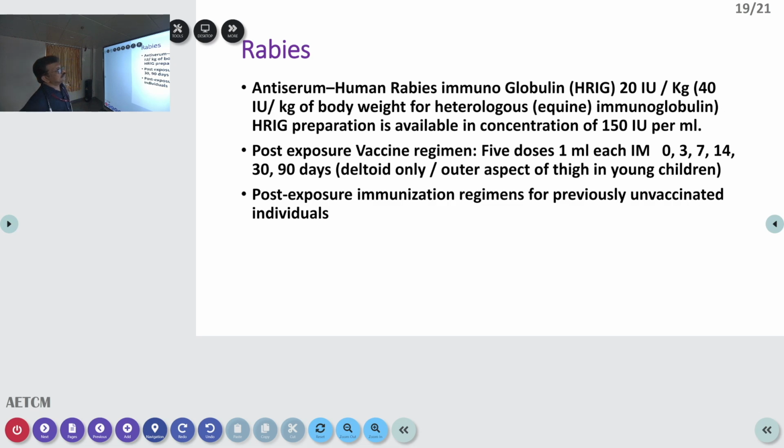But if there is exposure for suspected rabies infection, you can give human rabies immunoglobulin, HRIG, 20 international units per kg. Post exposure vaccine regimen is 5 doses, 1 ml each IM, on day 0, that is the first day, then 3, 7, 14, 30, 90 days. It should be given in the deltoid. This is the post exposure immunization regimen for a previously unvaccinated individual. Vaccination is routinely done in persons working in the field of animal care, not routinely otherwise.